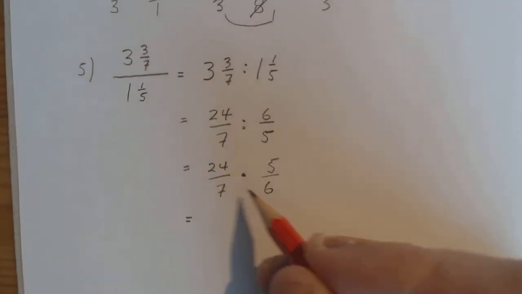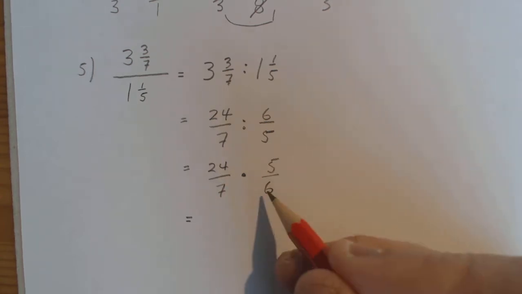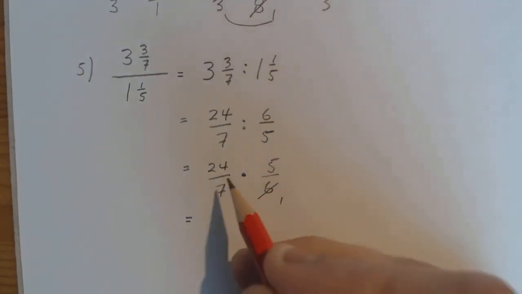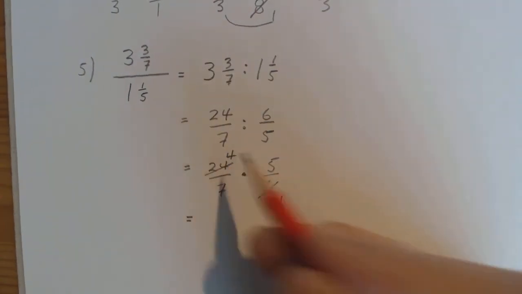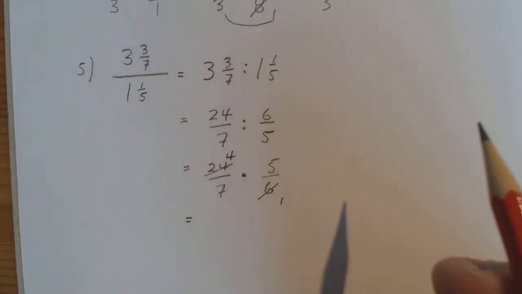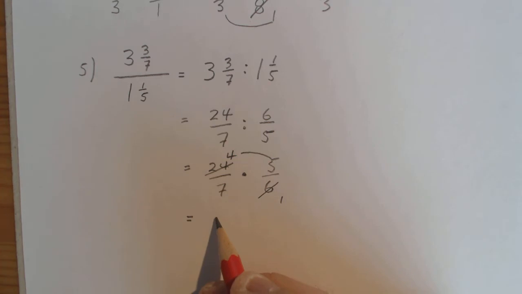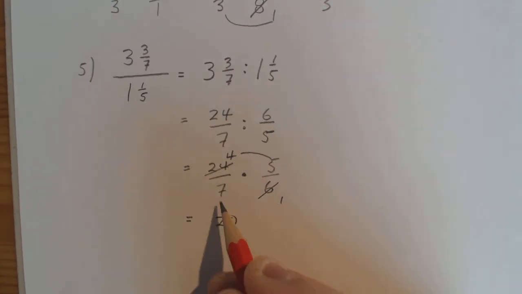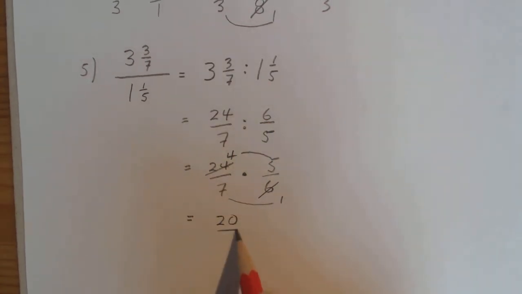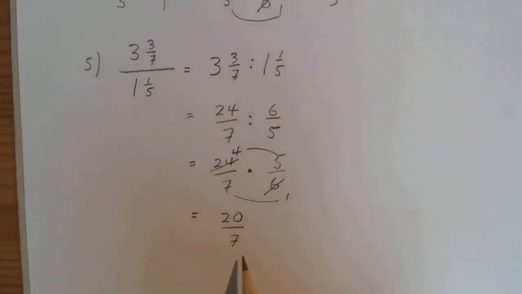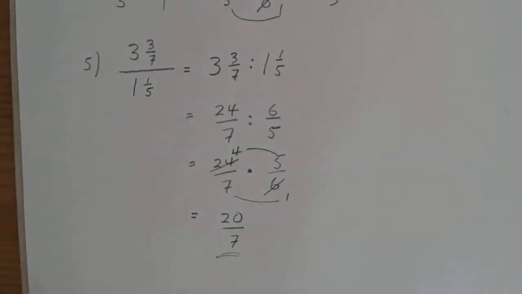And now we just multiply the two fractions. And as you can see, I can cross cancel here. So 6 into itself once, into 24 4 times. I can now just multiply the two numerators. I've got 4 times 5 is 20. 7 times 1 is 7. And that's our final result.